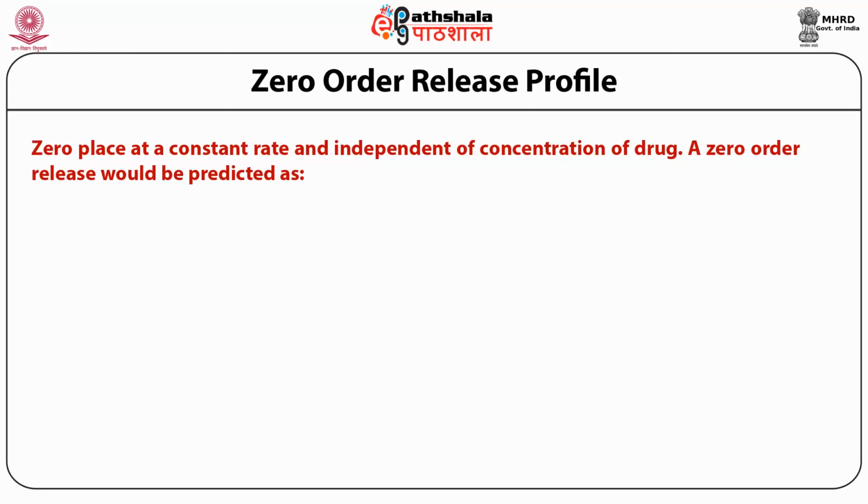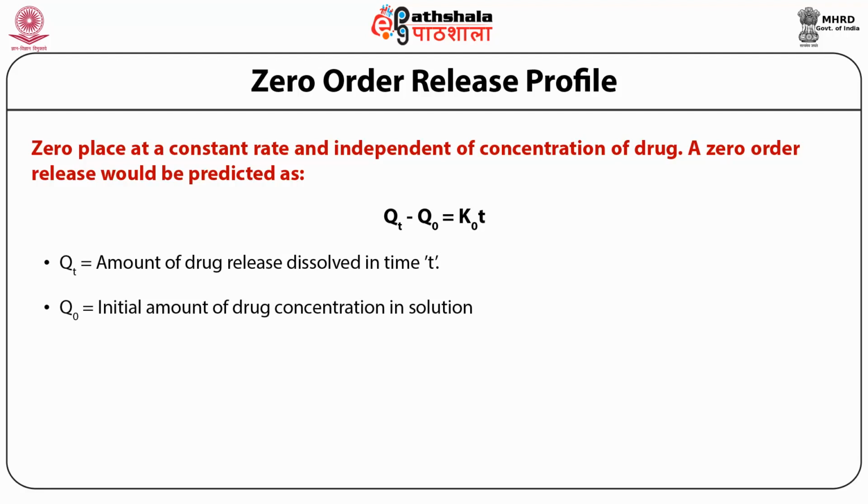Under the zero order release profile, the drug dissolution process from the dosage forms takes place at a constant rate and independent of the concentration of the drug. Zero order release is primarily predicted as Qt minus Q naught is equal to K naught t, where Qt is the amount of drug dissolved in time t and Q naught is the initial amount of drug in the solution, and K naught is the zero order rate constant.